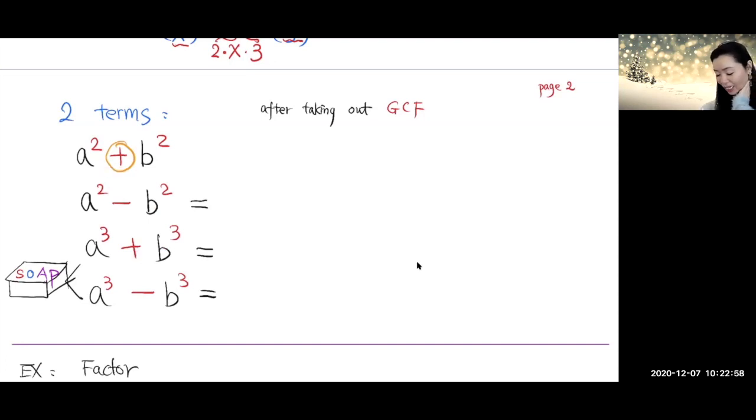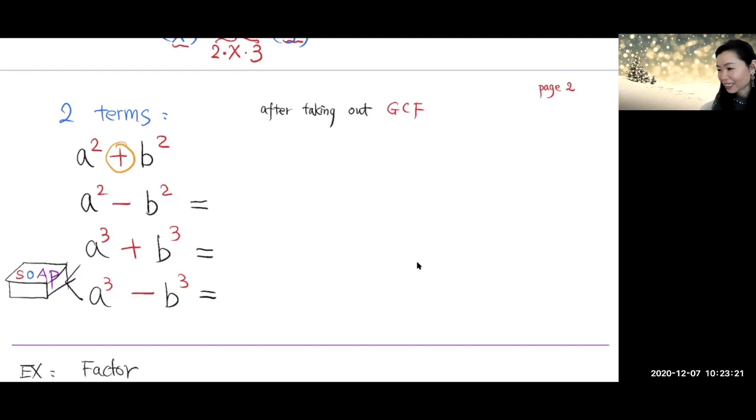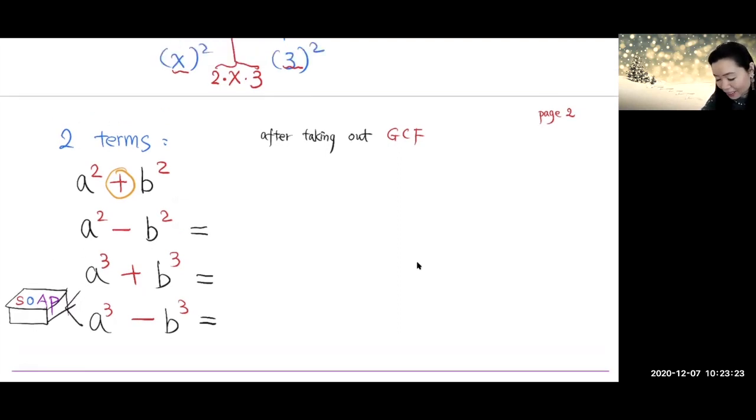Out of these 4 cases, after taking out the greatest common factor, one of them is a prime polynomial, cannot be factored by real numbers. So what is that one? Which one is prime? Can someone tell me? Oh, sum of 2 squares. Oh, you're fast. Okay. So sum of 2 squares here is a prime polynomial. And the rest of them are not prime. They can be factored.